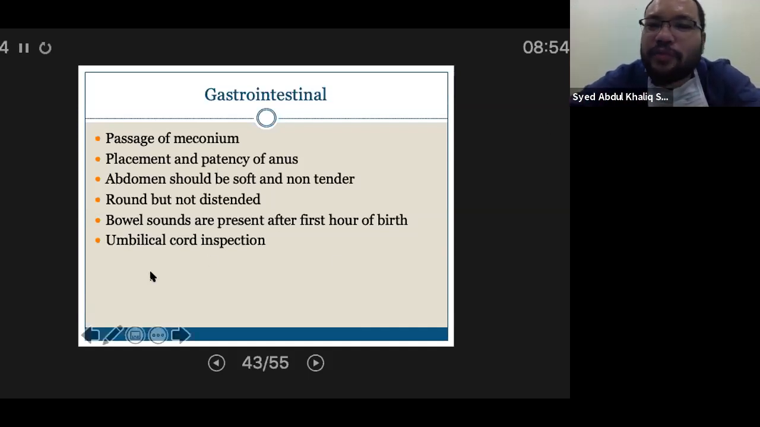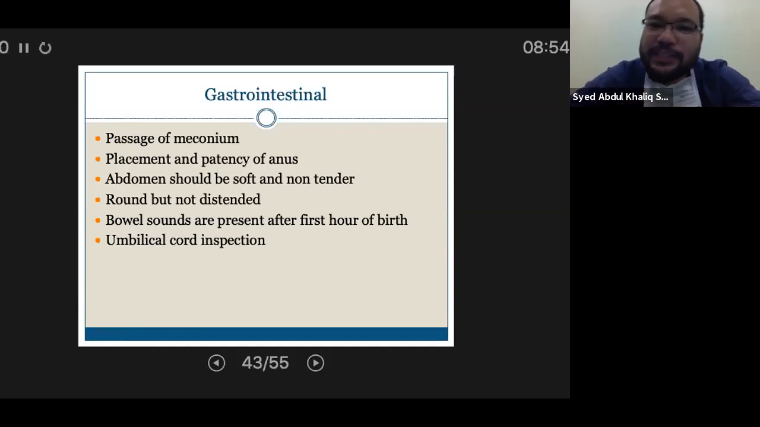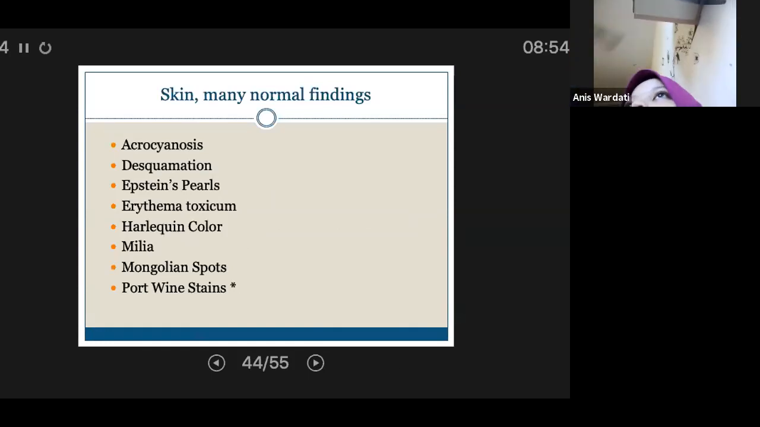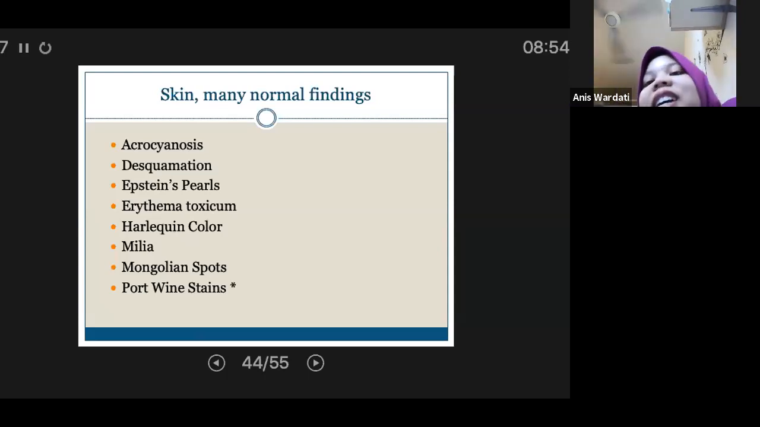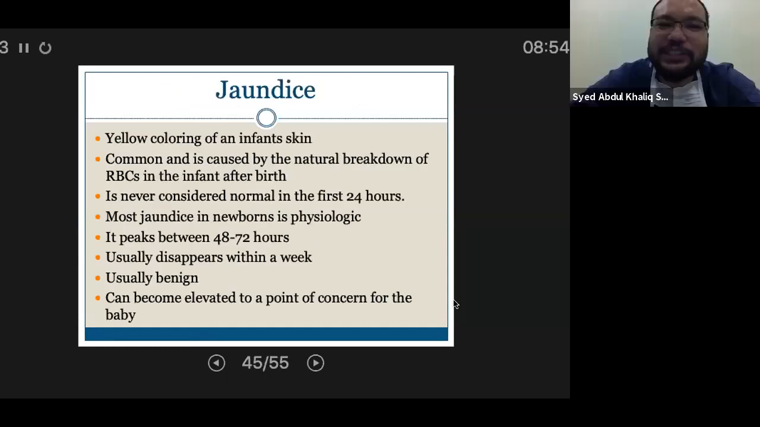The abdomen should be soft and non-tender. Kalau abdomen scaphoid, lepas tu tachypneic, so you need to think of CDH lah, for example. And then bowel sounds are present. Umbilical cord, you need to look ada berapa artery, ada berapa vein. One vein, two arteries. And then look at the skin, spot, one stain, milia, apa semua benda. And then jaundice. So jaundice within the first 24 hours is always pathological. Within the first 24 hours, kalau baby ke jaundice, it should always be pathological.